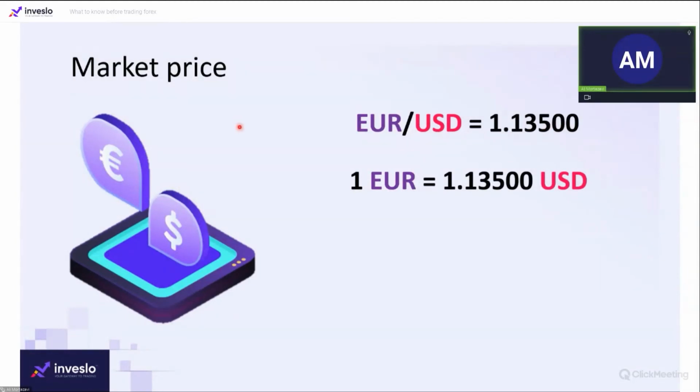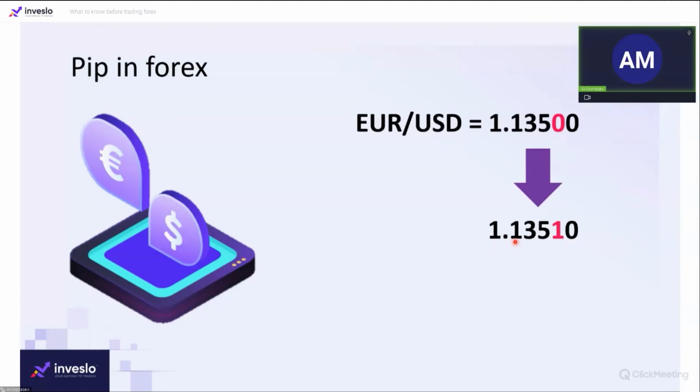And when I guess or I think the euro is going to depreciate against the US dollar, I expect the price goes down. So this is the base currency and quote currency and the market price. Oh, by the way, changes in Forex prices are much smaller than changes in shares.